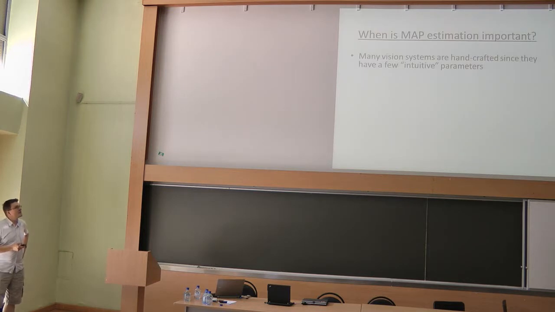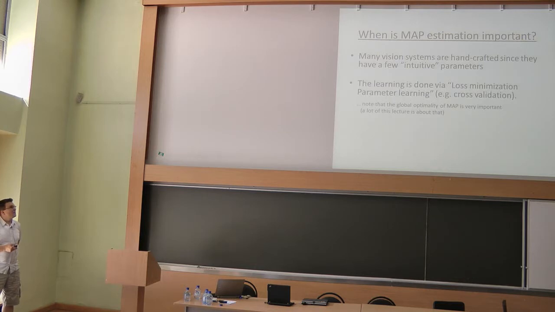So let's summarize. MAP estimation is important. Sometimes you have systems where there are just a few parameters and we can handcraft them or choose them in some intuitive way. A lot of vision systems are built like that, where we don't use any proper learning. They're just handcrafted. And then MAP is obviously very important. Or optimization in general. We could use, as I just said, loss minimizing parameter learning or cross validation.